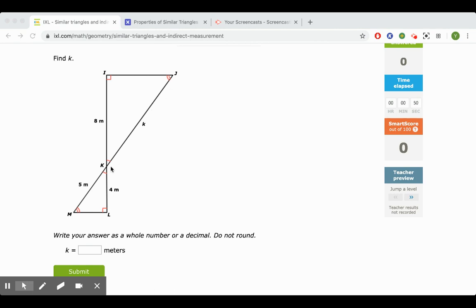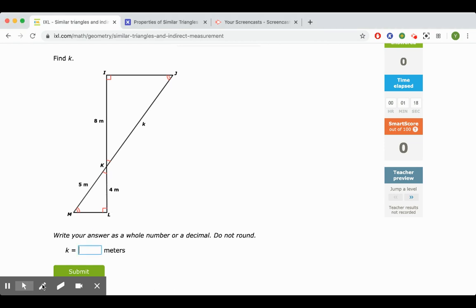Here's K at the side of this larger triangle. And we're going to use knowledge of similar figures to figure this out. So remember, it's similar figures for triangles. The corresponding angles are congruent. Now you can see here the angles you see here, these marks, are also found here. So that's enough to know that they're similar.